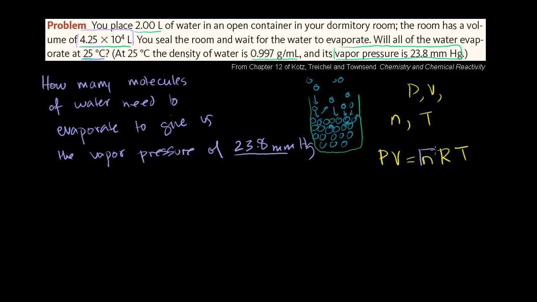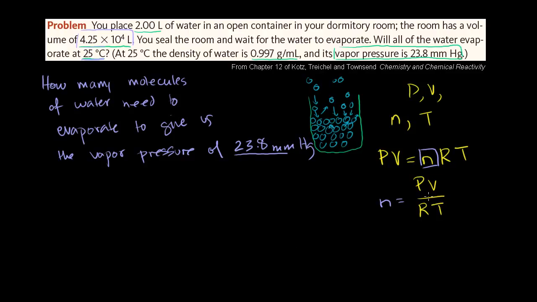So we want to solve for n. And if we know the number of moles of water, we can figure out the number of grams of water. And then given the density of water, we can figure out the number of milliliters of water we are dealing with. So let's just rewrite the ideal gas law by dividing both sides by the universal gas constant and temperature, so that you get n is equal to pressure times volume over the universal gas constant times temperature.